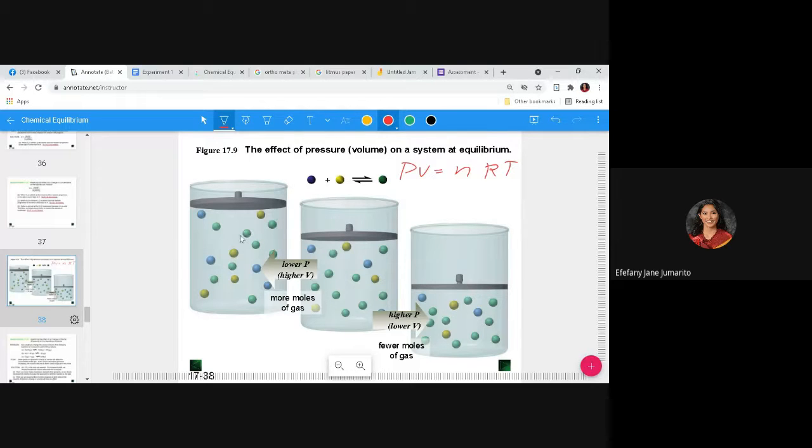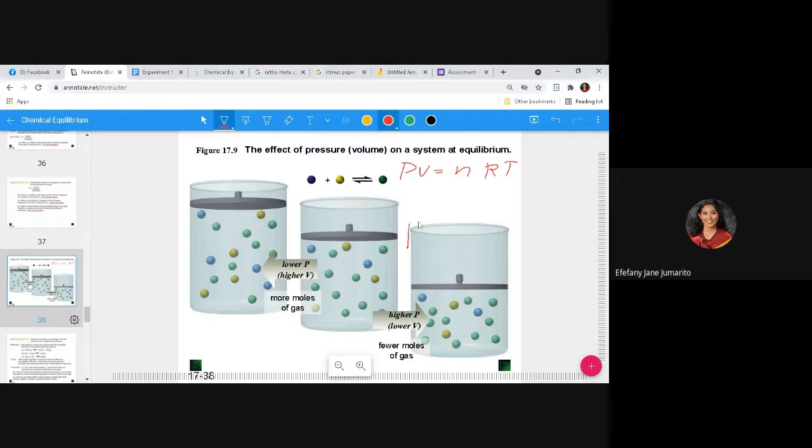Okay, so it says that if we increase the pressure, what will happen to the equilibrium? Will it shift forward or backward? Forward. Backward. Forward. Okay, now we have this one.